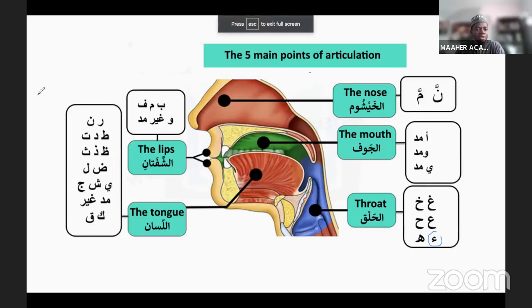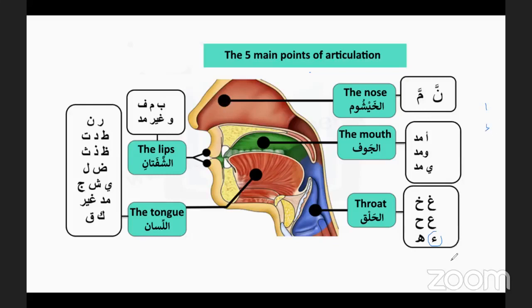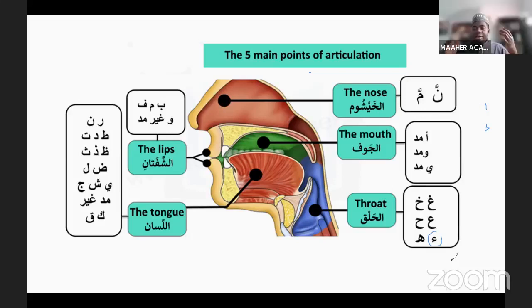Okay, so I want someone to pronounce the Hamza for me. Khalid, how do you pronounce the Hamza? It comes from the bottom of the throat. We'll talk about the Hamza a lot in these classes. The Hamza and the Alif are different, right? How do you pronounce it? Ah, ah, ah.